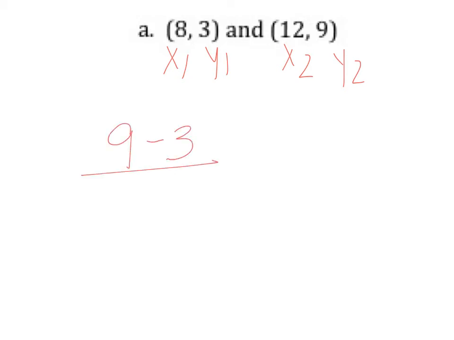So first example, I just want you to find the slope of this line. Before we start finding anything, we're going to label our points x1, y1, and x2, y2. And then we're going to go ahead and put those numbers into our formula. So we're going to do y2 minus y1, or 9 minus 3, over x2 minus x1, 12 minus 8. Go ahead and subtract on the top. 9 minus 3 gives us 6. 12 minus 8 gives us 4.